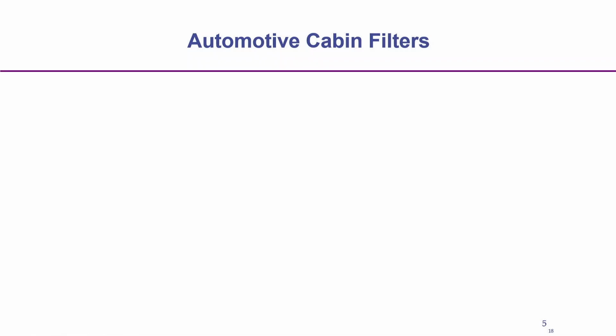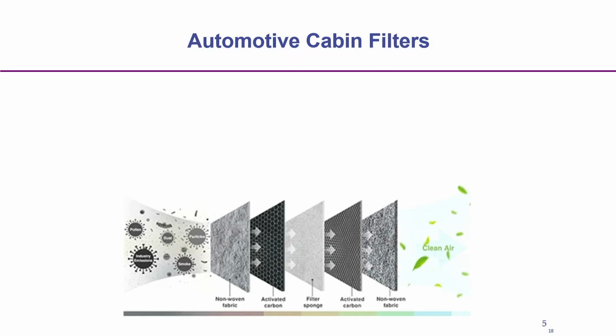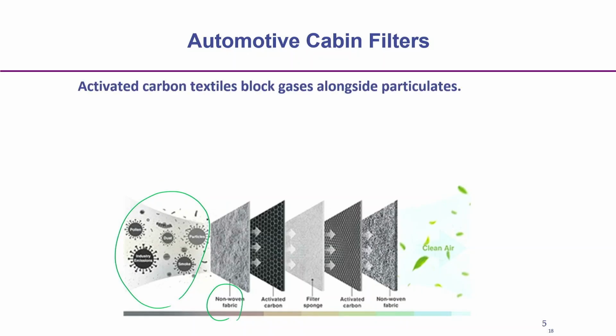Now, coming to the automotive cabin filter, again multi-layer filtration is used. Now, you can see in the automotive air filter, the first layer is non-woven. So, outside there are different types of pollutants. So, along with the particulates, this activated carbon filter blocks the gases, it absorbs the gases.